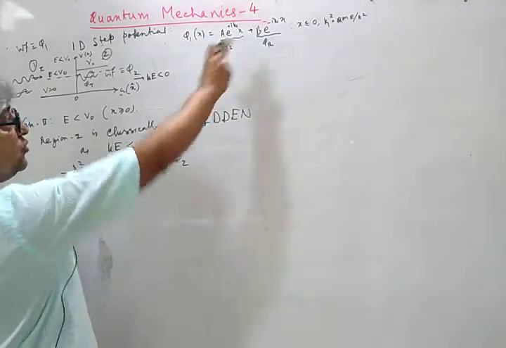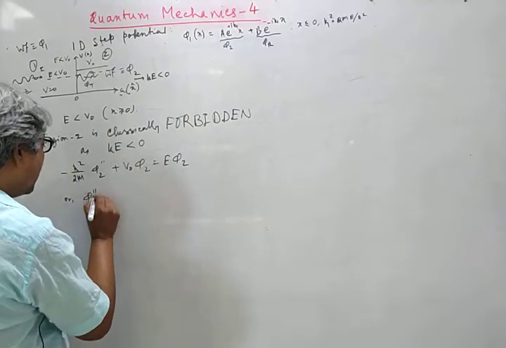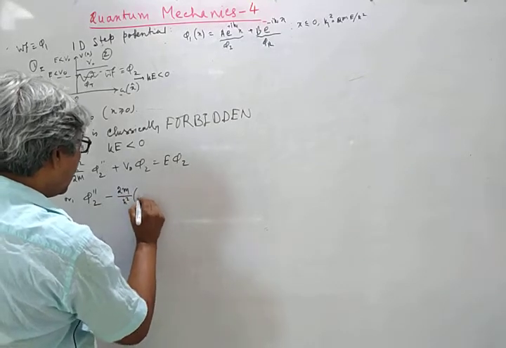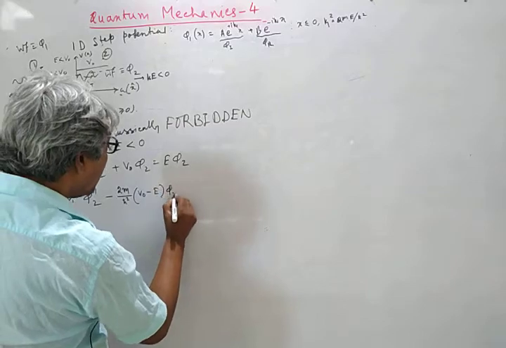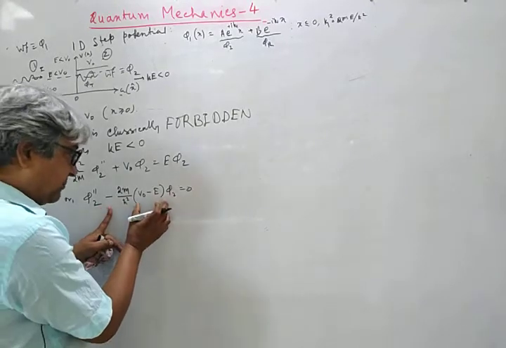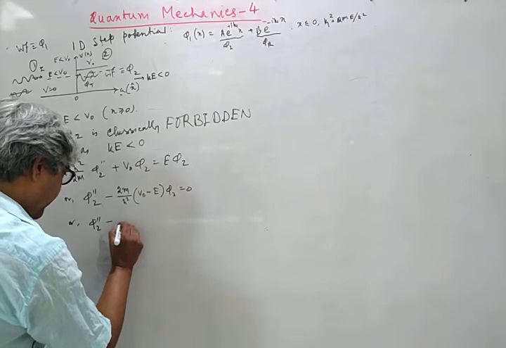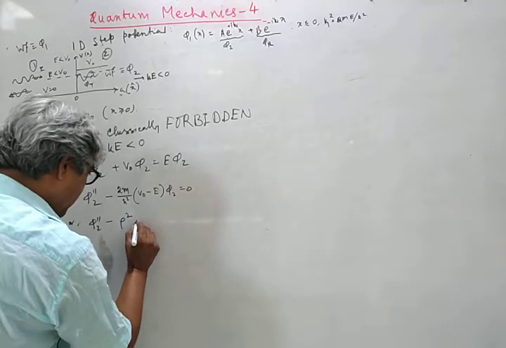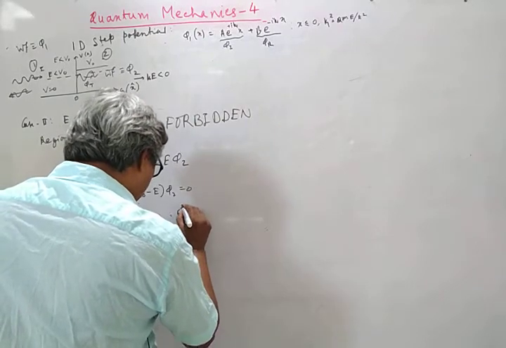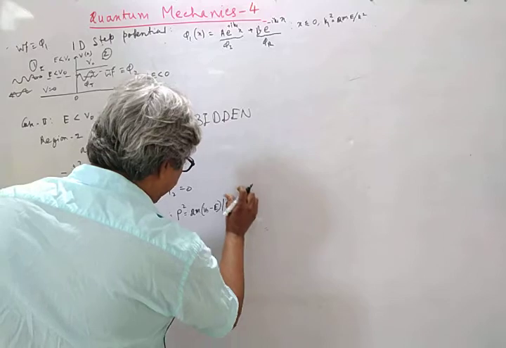Note that this phi 2 is not the phi 2 that we were talking about for the scattering case. However, if we rewrite it, here we have written V0 first and E, and I put a negative sign. So since V0 is greater than E, it is a positive quantity, or we write it as phi 2 double prime minus rho square phi 2 is equal to 0, where rho square is 2m (V0 minus E) by ħ², and it is a positive quantity.